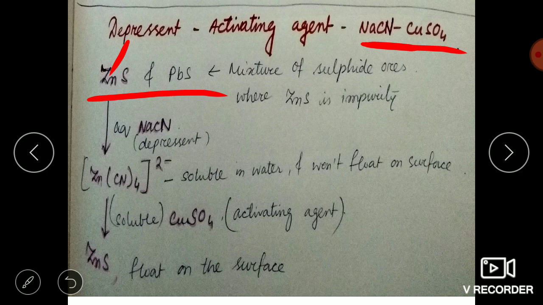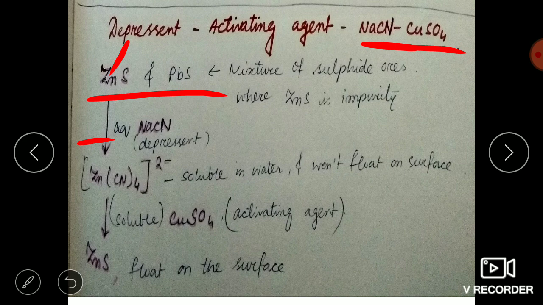Both of these are sulfide ores, so froth flotation will be applicable to both. Now if both are coming together, then your process is of no use. You need only one ore; you have to separate the ore. So in this process we treat the mixture with NaCN. Sodium cyanide is your depressant. With aqueous sodium cyanide, zinc sulfide will react and form a complex, Zn(CN)4 2-. This complex is soluble in water, and it won't float on the surface.